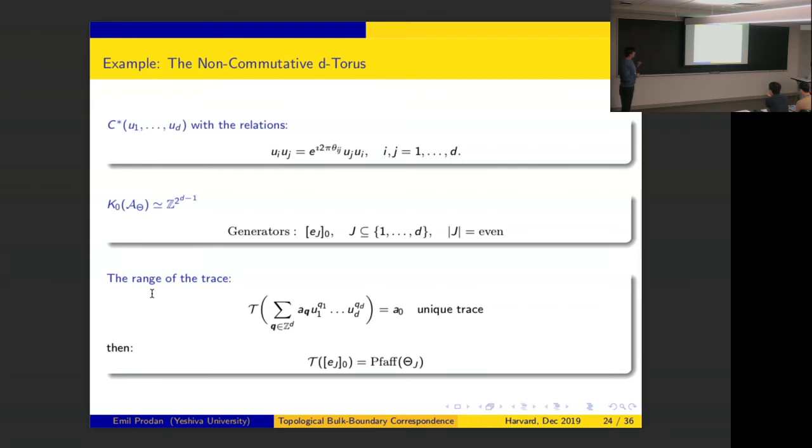And then if we have a trace, we know what the value of this trace is on the generators. It's just a Pfaffian of this matrix when these indices are inside this J. So this is what this theta J means.